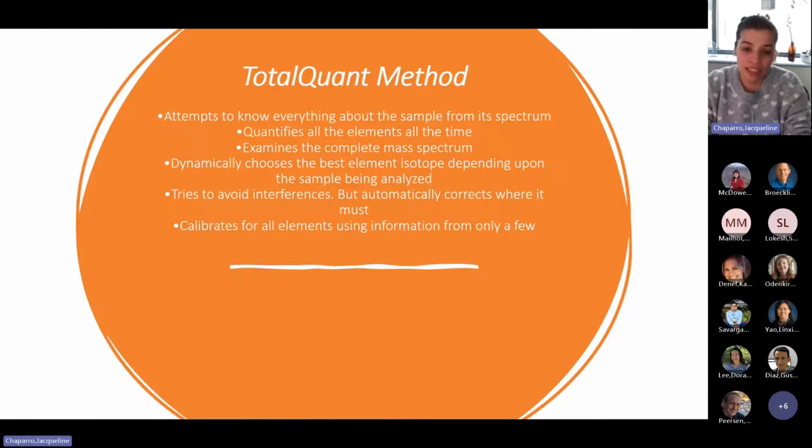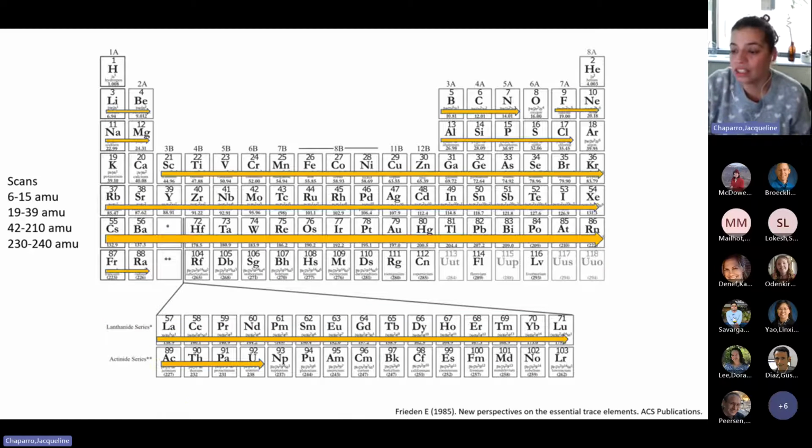And so to give me an idea of what the concentration of the different elements are, I can use this to give me a snapshot of the range of concentration of my samples for each element. And so how this is done is essentially the instrument scans masses 6 through 15, 19 through 39, 42 through 210, and 230 to 240. And then again, using a heuristic algorithm, it will give you an output of the approximate concentration of the elements.